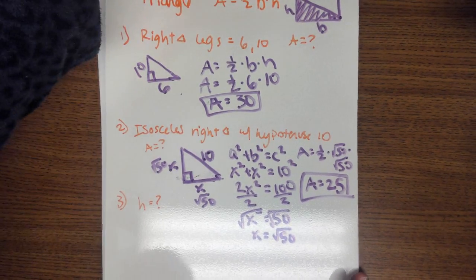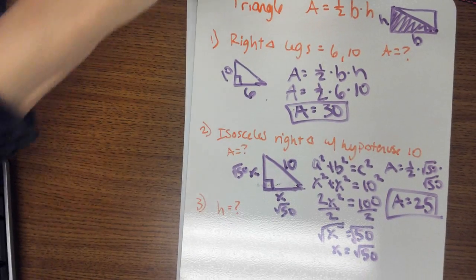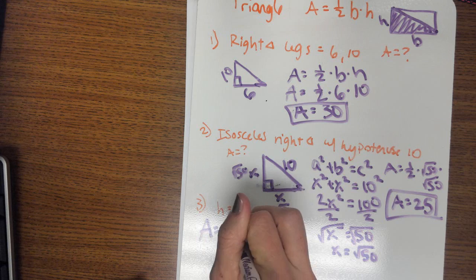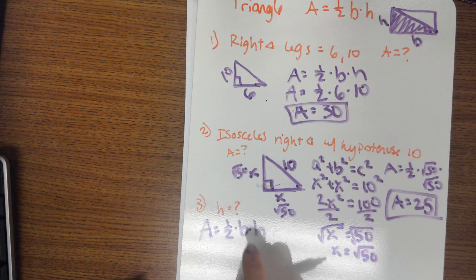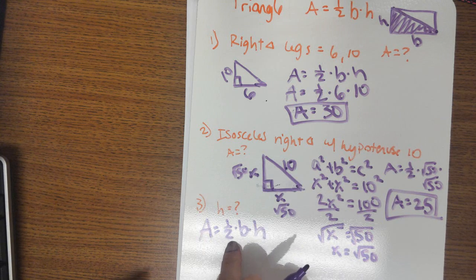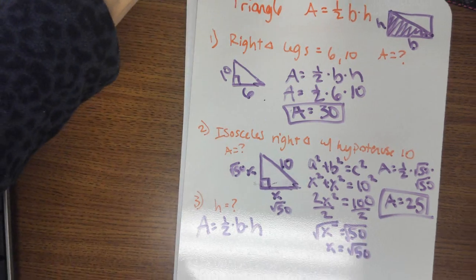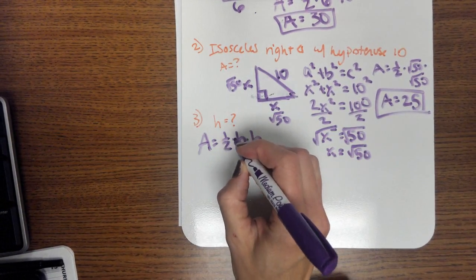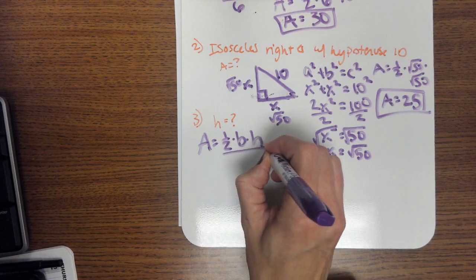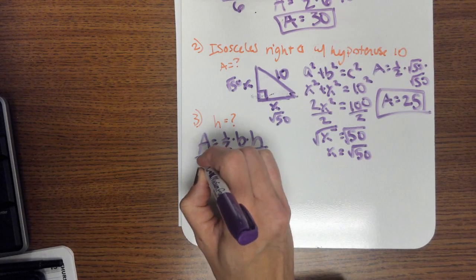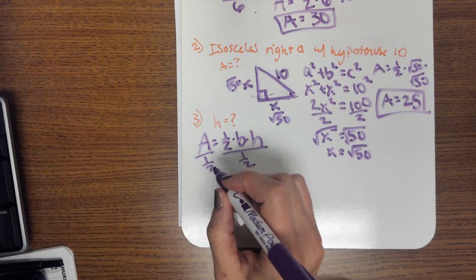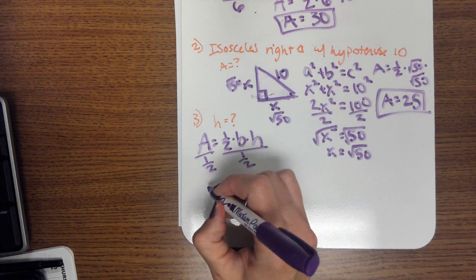And then the last thing I want you to do is to solve the area formula, 1/2 base times height, for height. So now I've got to get rid of the 1/2 and the base. So to do that, we're going to take it one at a time. I have 1/2 times base times height. So to undo that multiplication, I'm going to divide by 1/2. That right there is going to be the same thing as multiplying by 2.